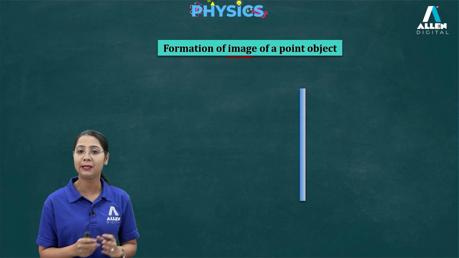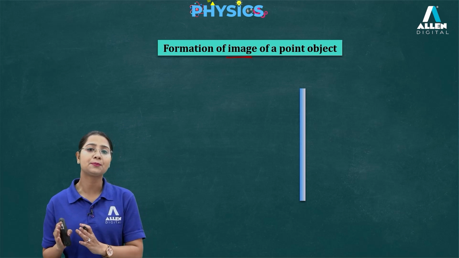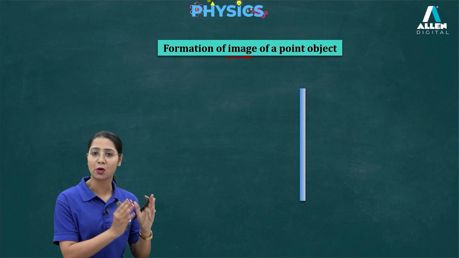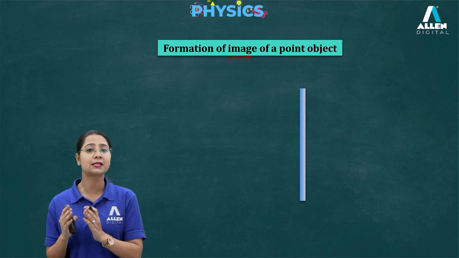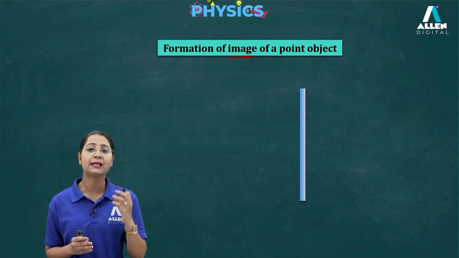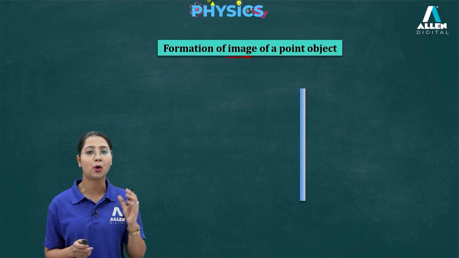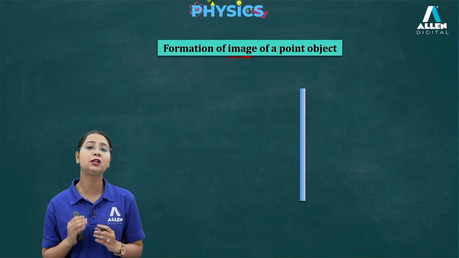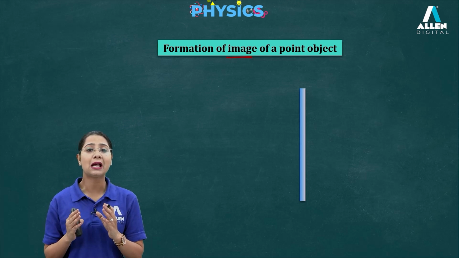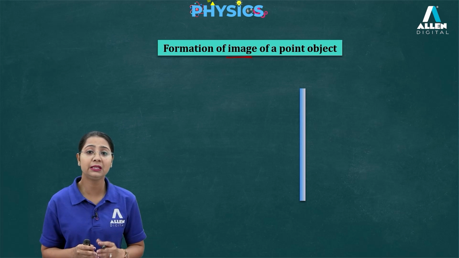We have taken a plane mirror. Now we will take a point object. Basically, there are two types of objects, students. One is a point object and another one is an extended object. A point object is a very small object, I can say, whose dimensions are negligible, and it is denoted with a point. Okay, and an extended object is an object whose dimensions are quite large. An extended object is denoted with an arrow sign.